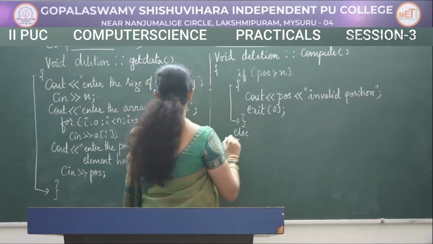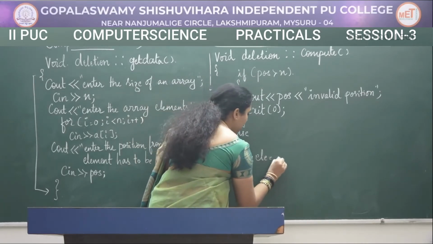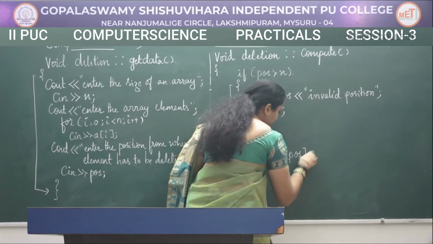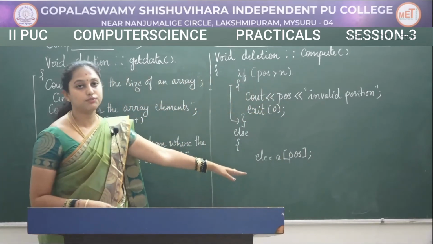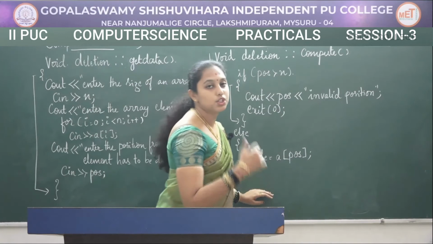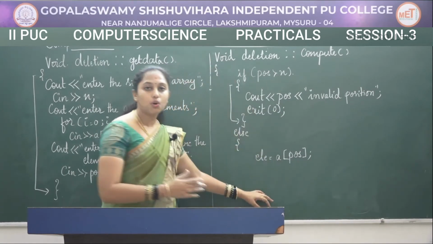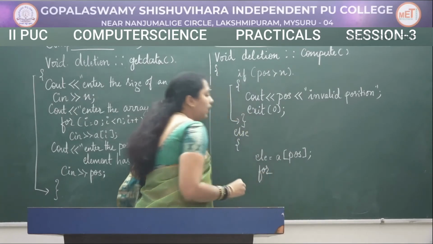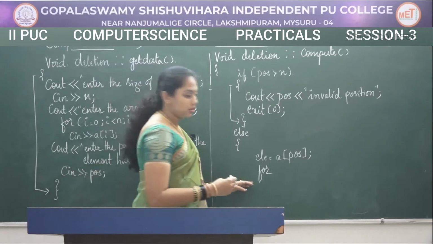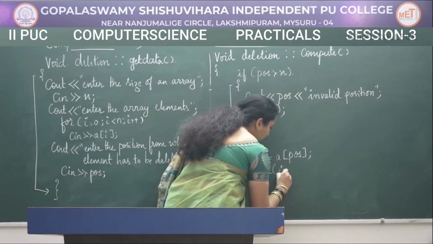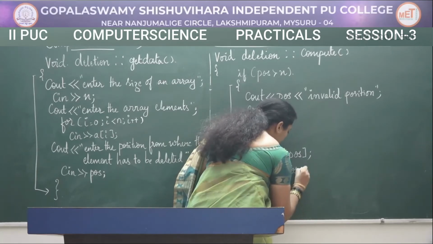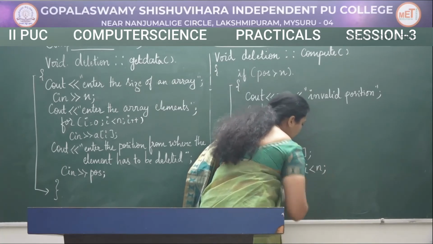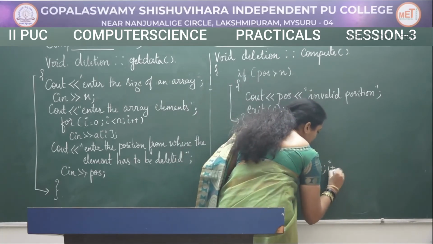So element is equal to A of position. Then what we have to do? We have to shift all the elements from the deleted position till the last element to its lower order position. So using for loop, we are going to shift the elements to its lower order position. For I is equal to position, I less than n, I plus plus.